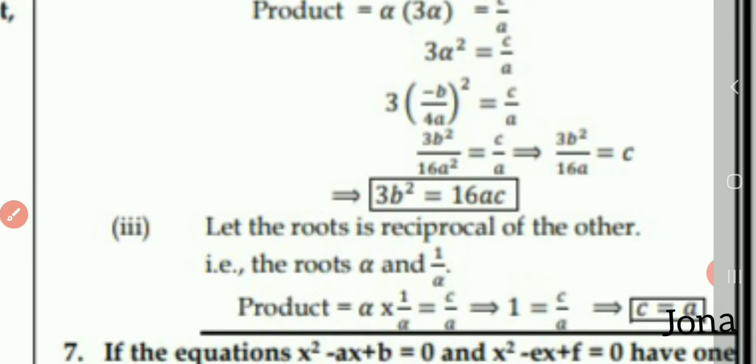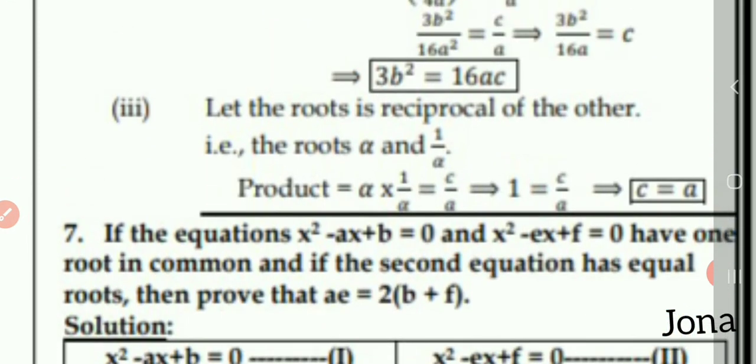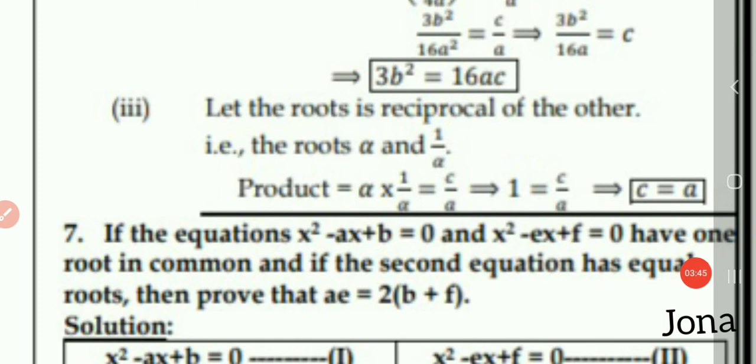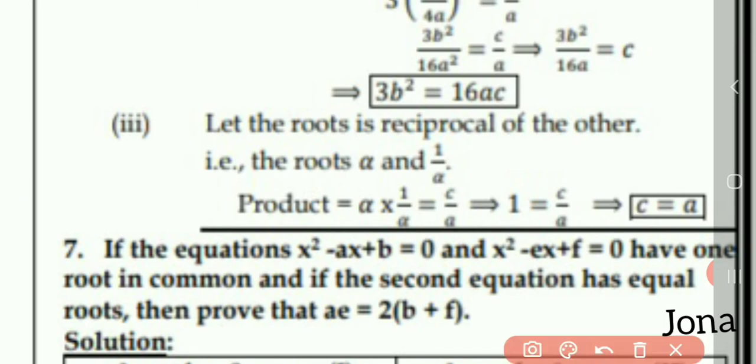The next one, the third one we have, let the root be the reciprocal of the other. So let the root be alpha and the reciprocal is 1 by alpha. So product equal to alpha into 1 by alpha, which is equal to c by a. So alpha and alpha will get cancelled. So 1 equal to c by a, which implies c equal to a here. Okay.